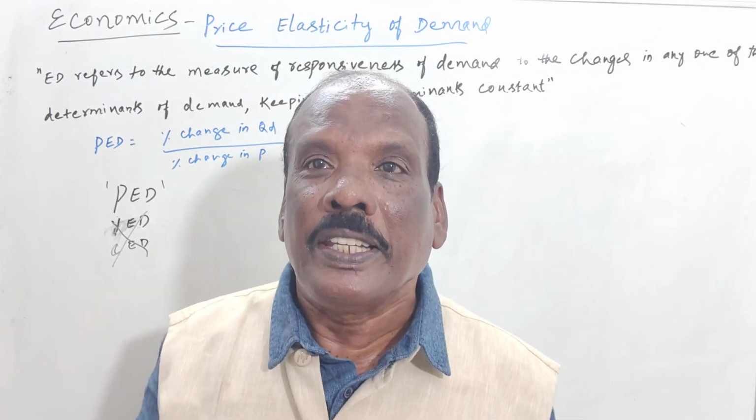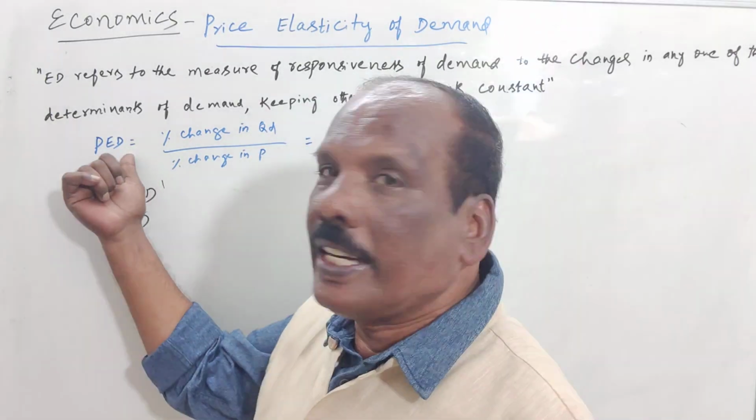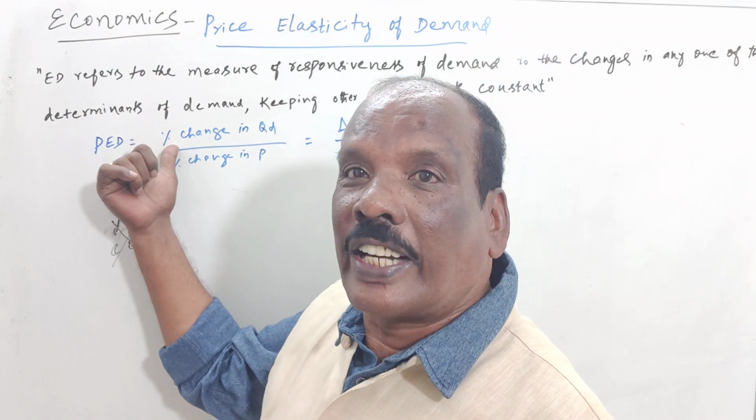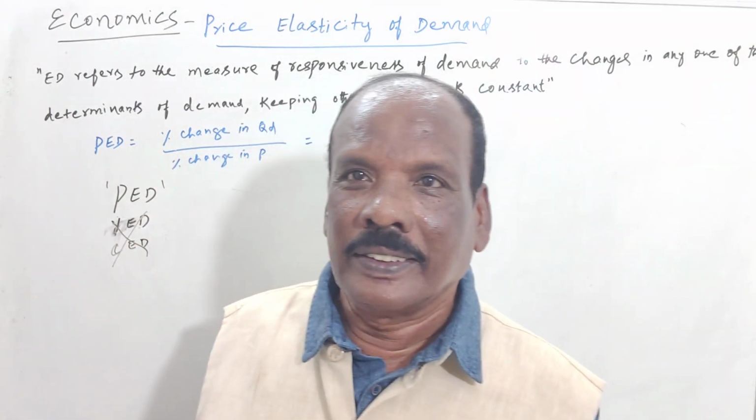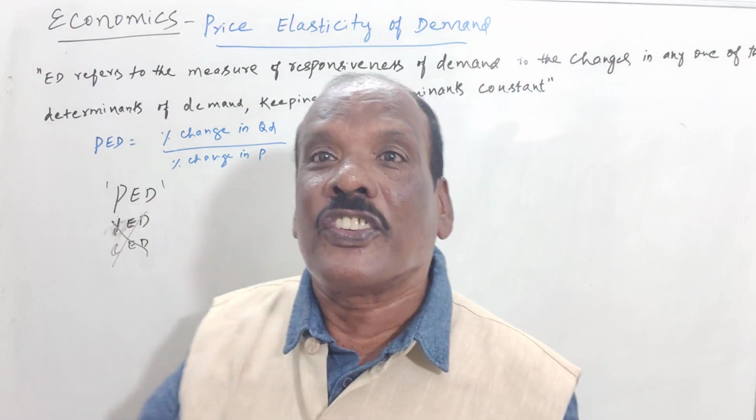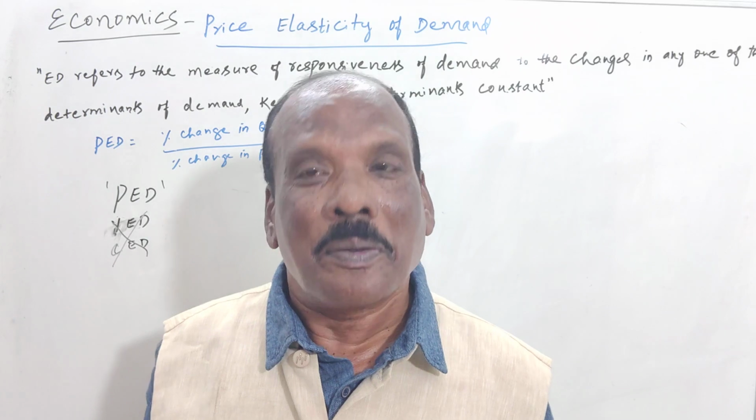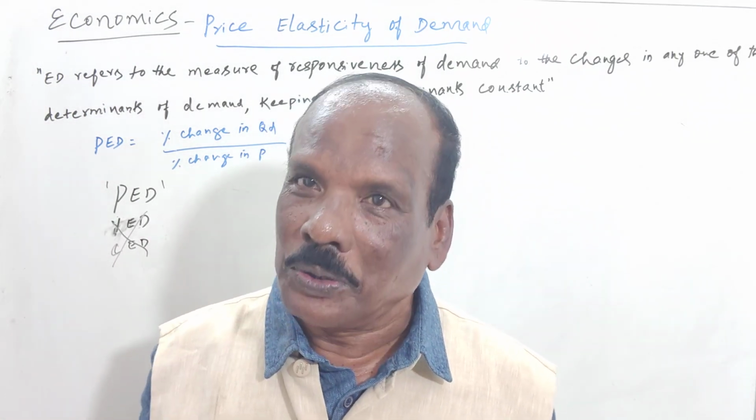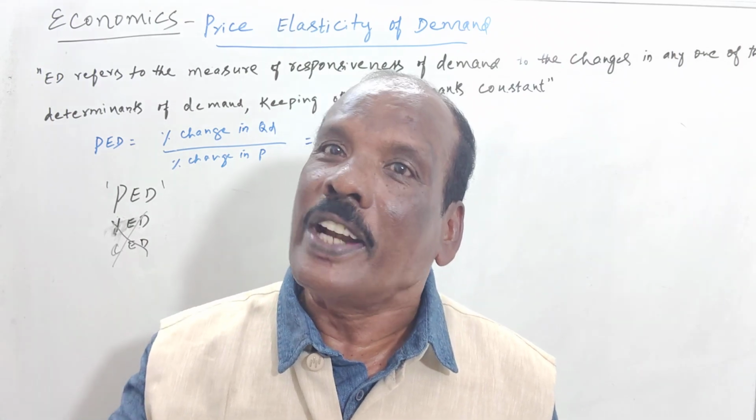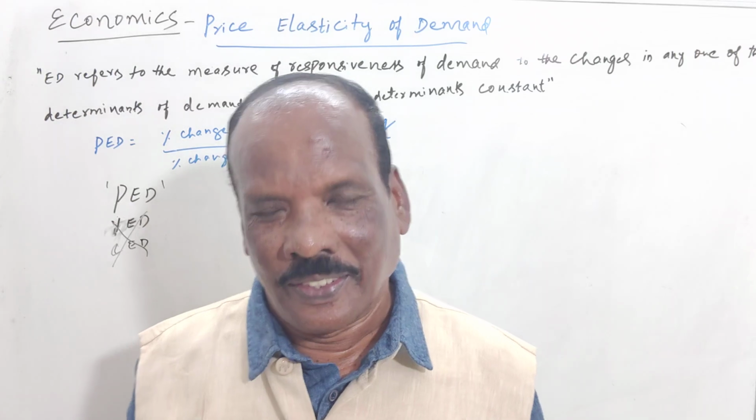We measure the PED in terms of percentage. So you just see PED is equal to percentage change in quantity demanded divided by percentage change in price. 2 marks questions ಕೇಳ್ಬಿಡ್ತಾರೆ. Write the formula of PED. PED is equal to percentage change in quantity demanded divided by percentage change in price.